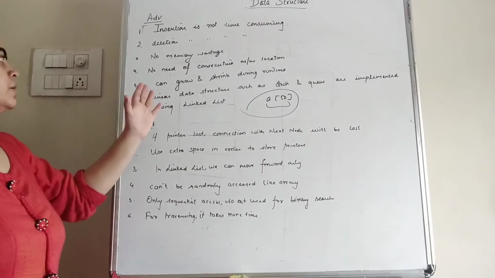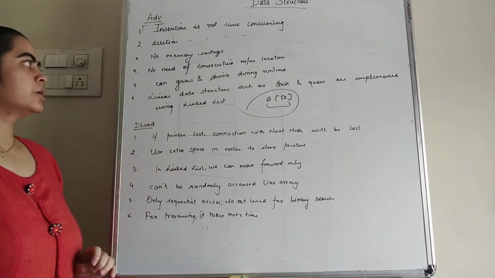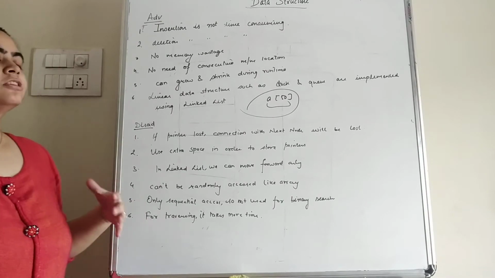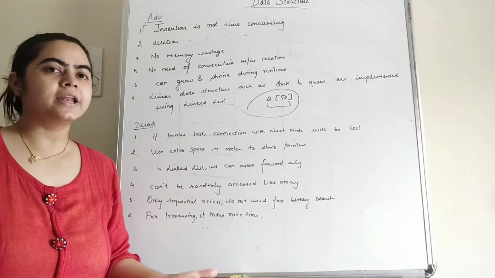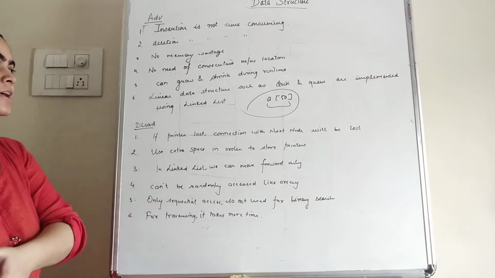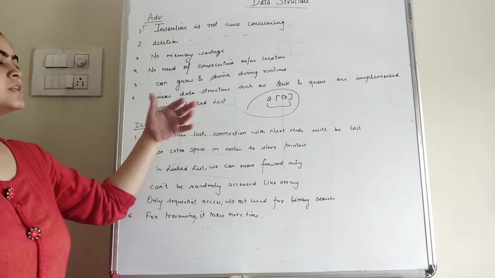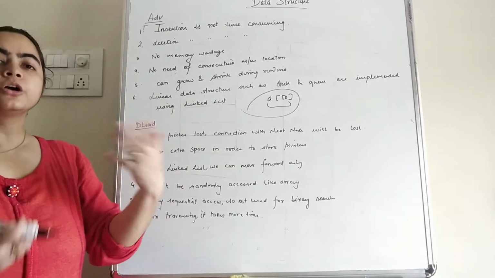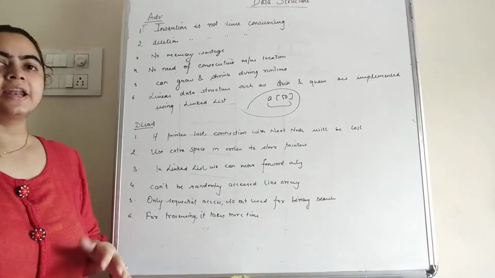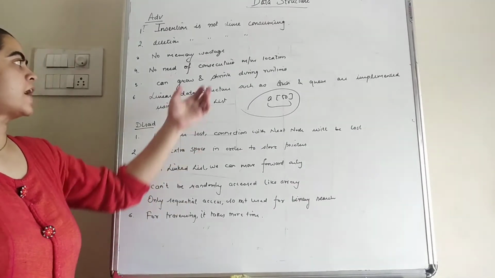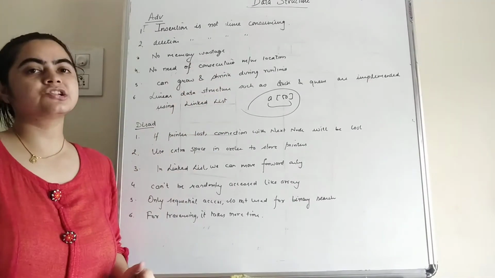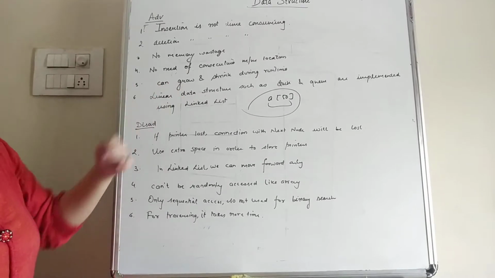Next is linked list can grow and shrink during runtime. That means if we insert any data element within the linked list during the runtime, the linked list automatically grows. And if we delete any data element from the linked list, it can automatically shrink. So that is during the runtime.